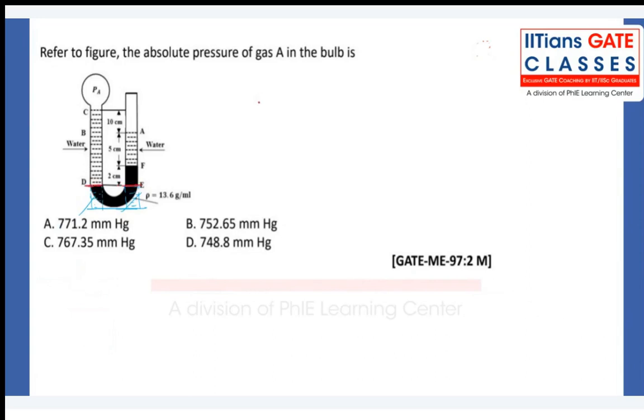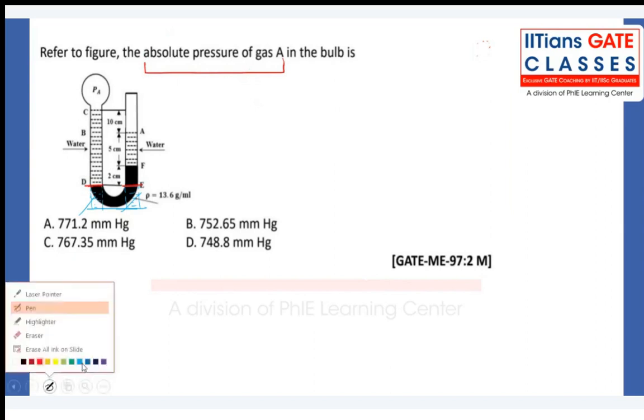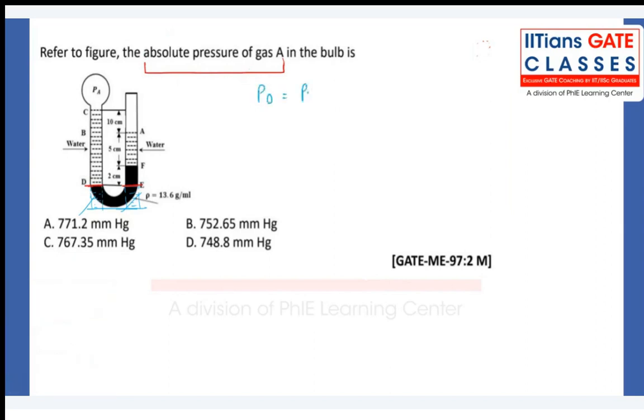Pressure at point D and pressure at point E. They are asking what is the absolute pressure of the gas A. Let's calculate, right? Now, pressure at point D has to be equal to pressure at point E. What is the pressure at point D? PA plus, what is the height of the liquid till this part, rho of water g into what is the height? What is the total height? The total height will be 10 plus 5 plus 2 divided by 100. Why divided by 100? Centimeter to meter. You try to convert everything in meter first of all, right?